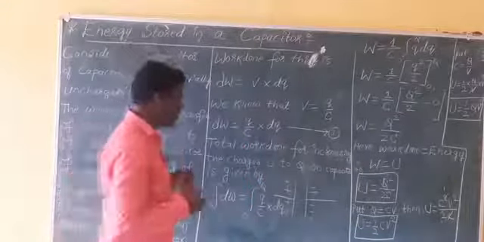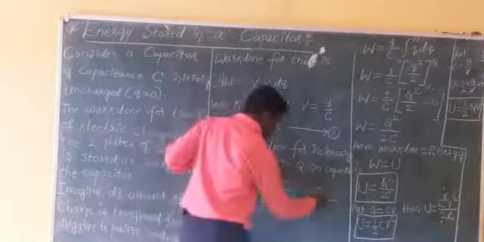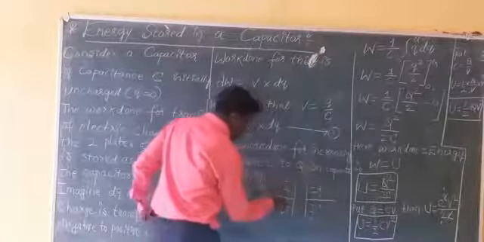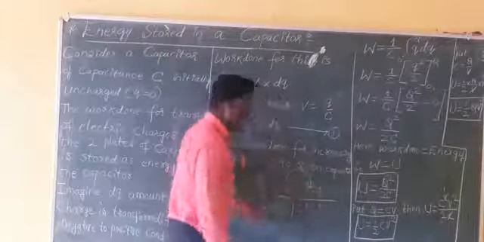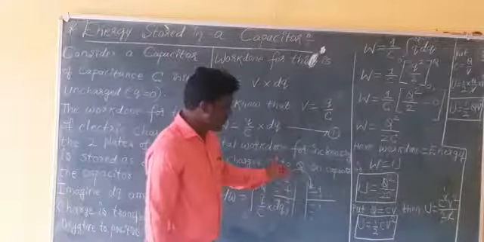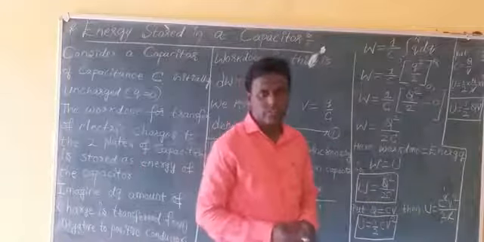First you must do some work against the force of repulsion which is present in this plate, then only is this positive charge added to the negative plate. So this is the process of charging a capacitor.